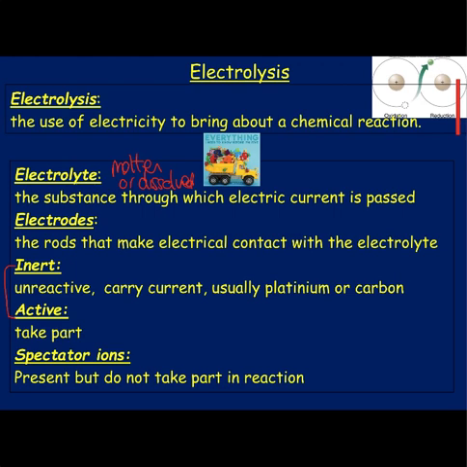So when we have these rods inert, they don't take part in the reaction, but if we have active electrodes, they will take part. So I'll just put this in brackets for you. So this is the copper in copper sulfate. They are active electrodes.